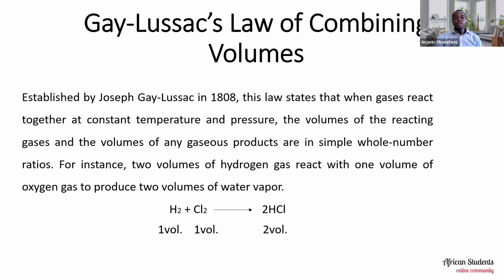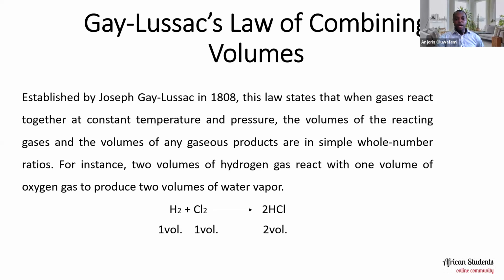Now, this was established by Joseph Gay-Lussac in 1808, and this law states that when gases react together at constant temperature and pressure, the volumes of the reacting gases and the volume of any gaseous product are in simple whole number ratio. For instance, two volumes of hydrogen gas react with one volume of oxygen gas to produce what? Two volumes of water vapor. So what you have is 2:1 to give us a ratio of 2 of the water vapor.